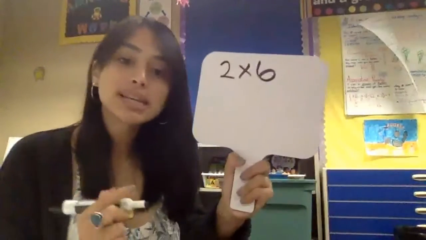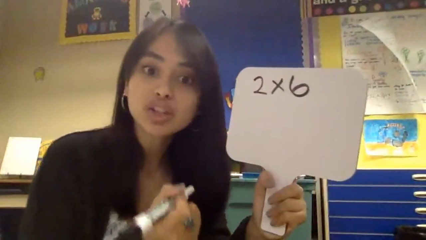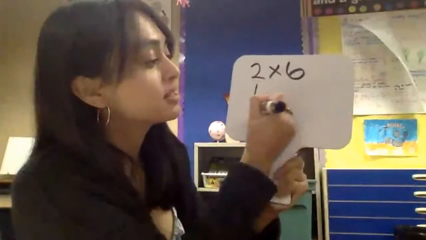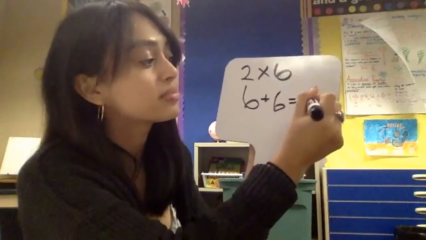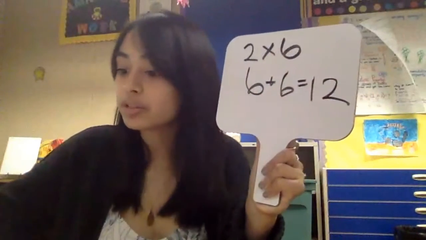Alright my friends, so our first problem is pretty easy. We have 2 times 6 and we know that 2 times 6 is 2 groups of 6, which is 6 plus 6, and using our doubles facts we know that that's 12. So our first answer is going to be 12.